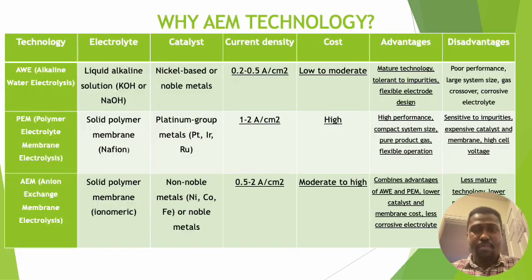First of all, as a recap, why do we look at AEM technology among the main technologies of producing hydrogen? AEM combines the pros of the other technologies and avoids the cons of these technologies. So it's less corrosive and it is not sensitive to impurities compared to the PEM and the AWE electrolysis.